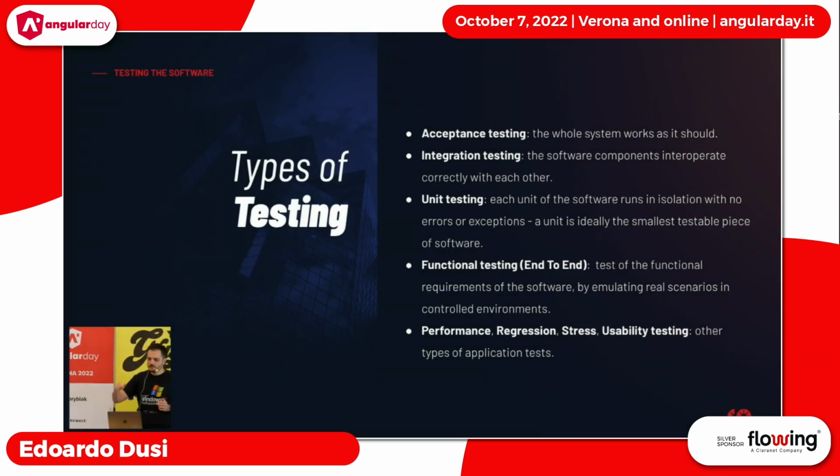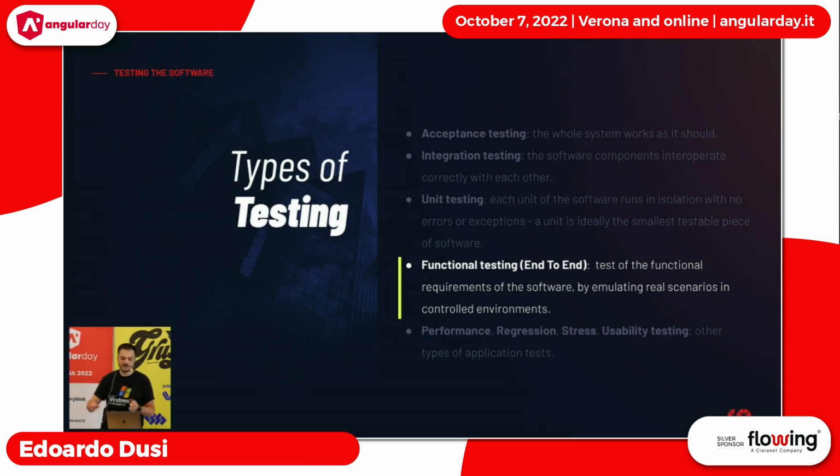Also, we have several types of testing, and of course today we will focus on functional testing, which is the process of taking the functional requirements of your app and emulating a real scenario. Of course, using a browser, because we are talking about Angular and the front-end world. So using a browser, we can emulate a real-world scenario and test that the requirements we got from our client are respected, using these tests.